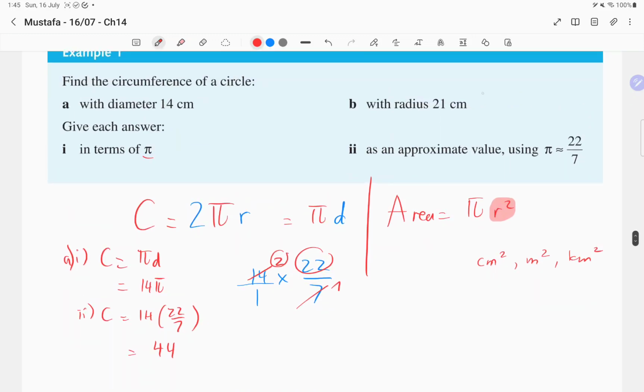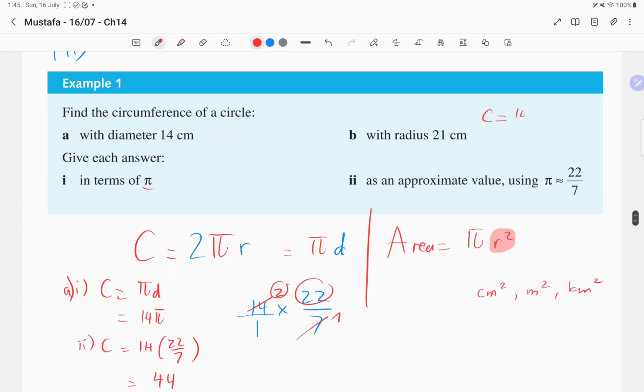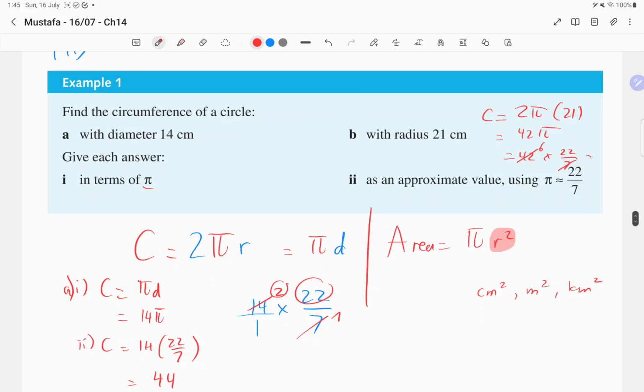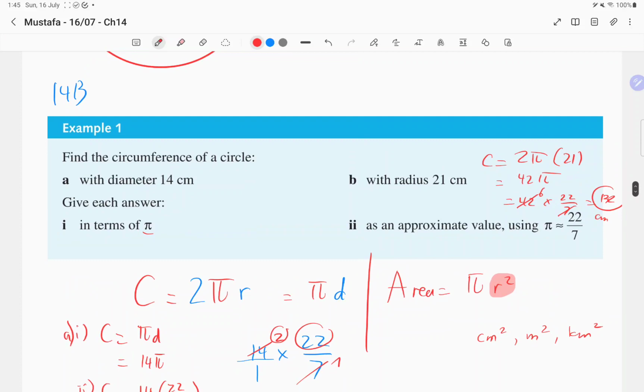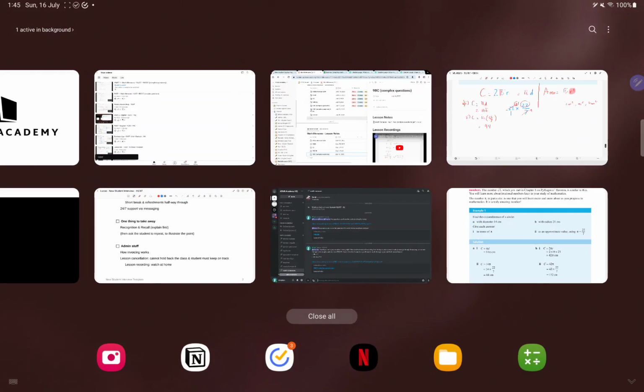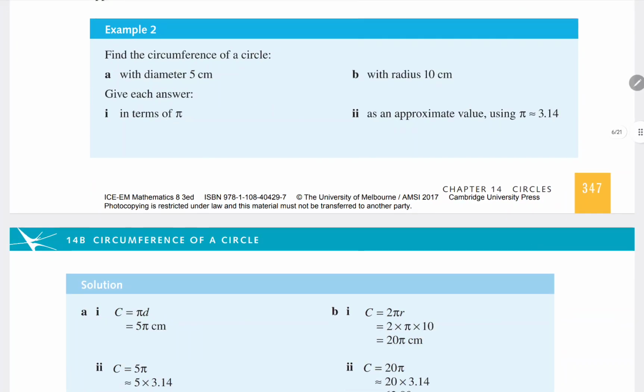For question B, it's the same thing. I'm not going to go through it. Circumference is 2 pi r, and the radius is 21. So 2 pi times 21. That would be 42 pi, and if you approximate using this value, it would be 42 times 22 over 7. 42 and 7, you can simplify them. 42 becomes 6, 7 becomes 1. Then 6 times 22 is 132. You have to write the units: centimeter. Circumference is just the line. Imagine if you put a string around a circle, that's the circumference. Any question? Easy? Okay. Moving on.